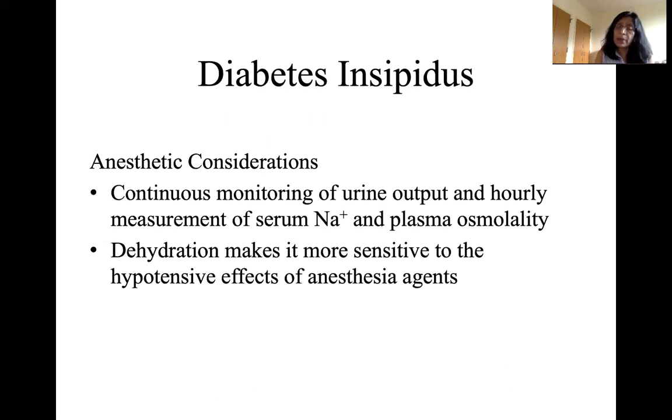All right. How does this affect your role? Well, you need to be monitoring urine output, because there is so much of it, and in an hourly fashion, measure serum electrolytes and plasma osmolality. Dehydration makes it more sensitive to the hypotensive effects of anesthesia agents, so that is another caution you have to take.